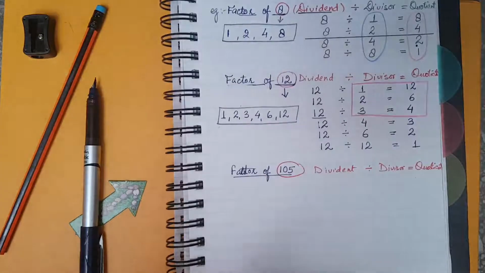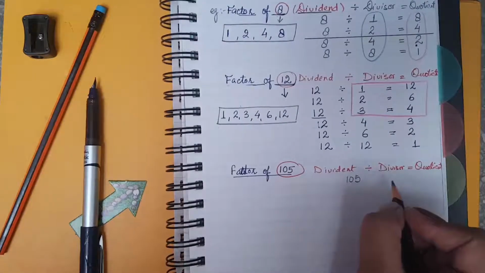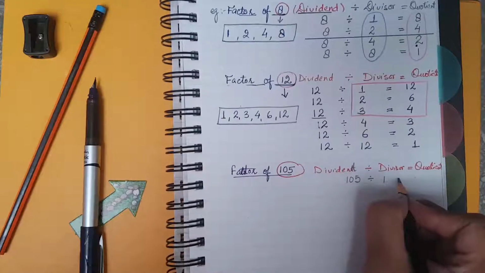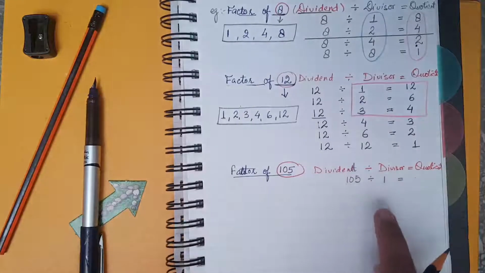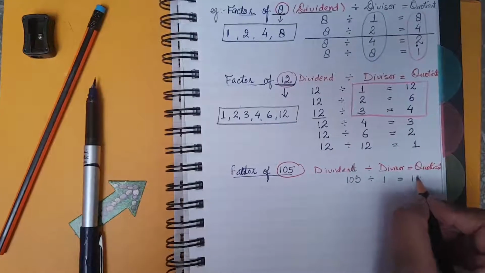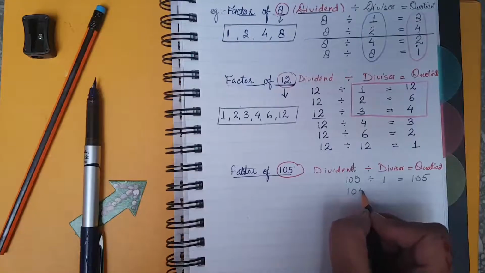Okay, so yes, let me use pencil here. The 105 is a dividend. Divide with 1. As I told you, always start with 1, and 105 is your answer. Let's start dividing with 2.